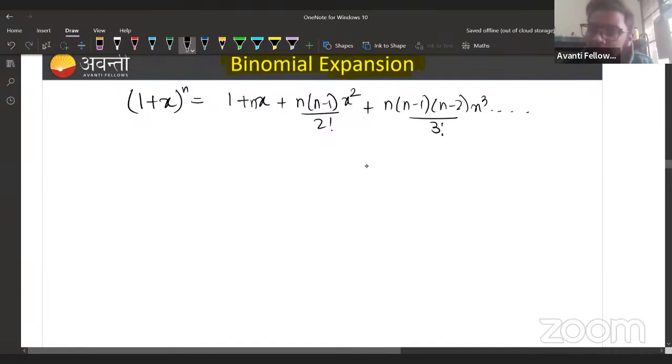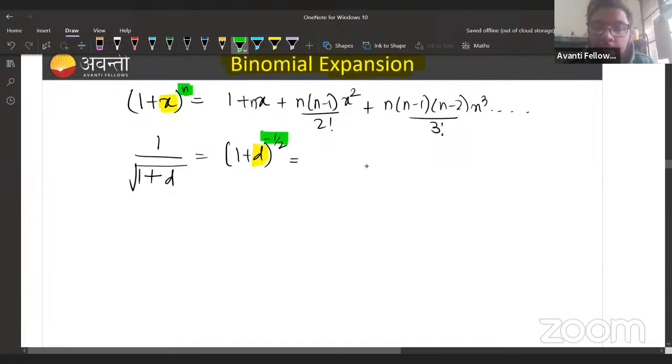So what will be the next term? Can you figure out? Yes, n into n minus 1, n minus 2, n minus 3, x to the power 4 divided by 4 factorial. For example, let me take an example. Let's say there's a question like this: 1 upon under root 1 plus d. We have to expand this. What can we write it as? We can write it as 1 plus d to the power minus 1 by 2, right? So on comparing, the value of x is d. And on comparing, the value of n is minus 1 by 2.